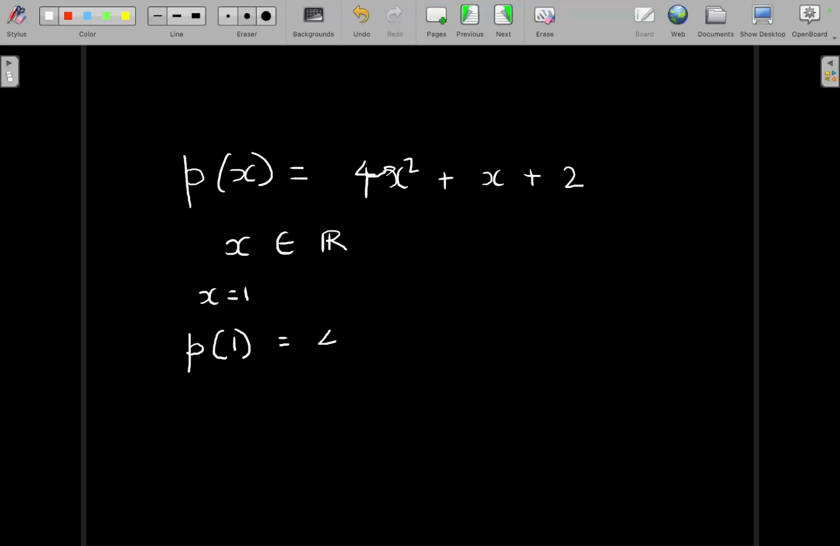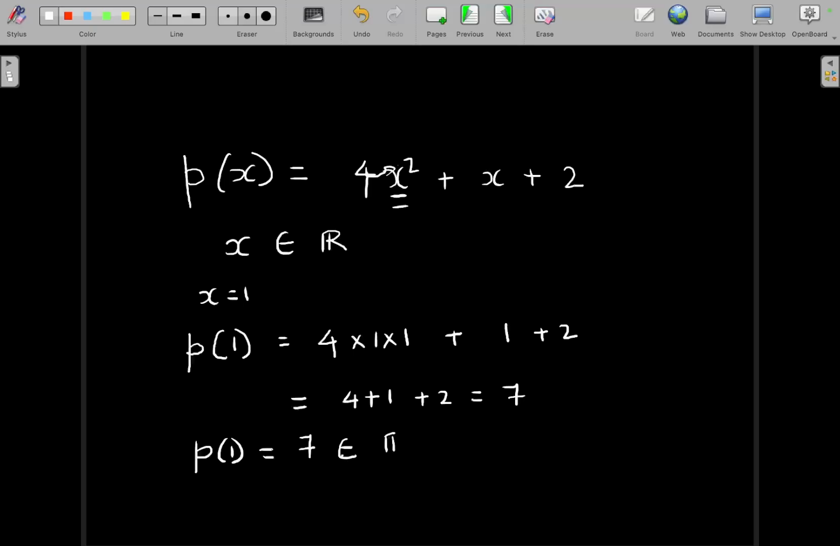So p of 1, I have to take the value of x as 1. So it's 4 into 1 into 1, because it is x square, plus the value of x is 1, plus 2. And whatever answer I get, in this case it is 4 plus 1 plus 2 equal to 7, and we say p of 1 equal to 7. This is the value of the expression of the polynomial when the value of x is 1. You can see that this belongs to the real numbers. The value can belong to the real numbers.